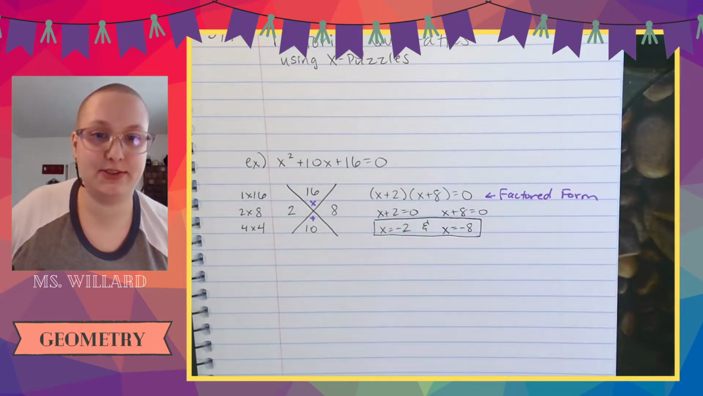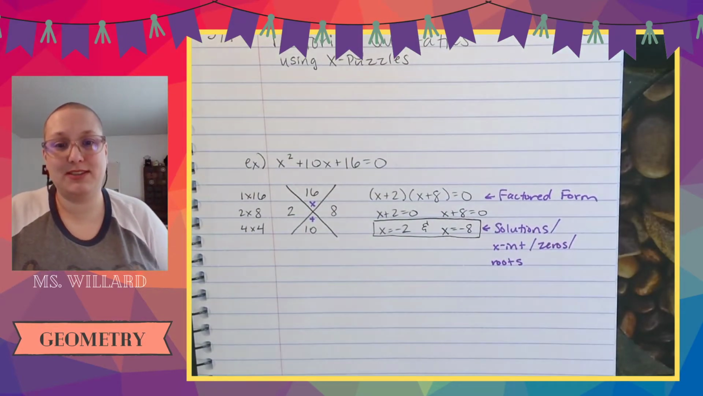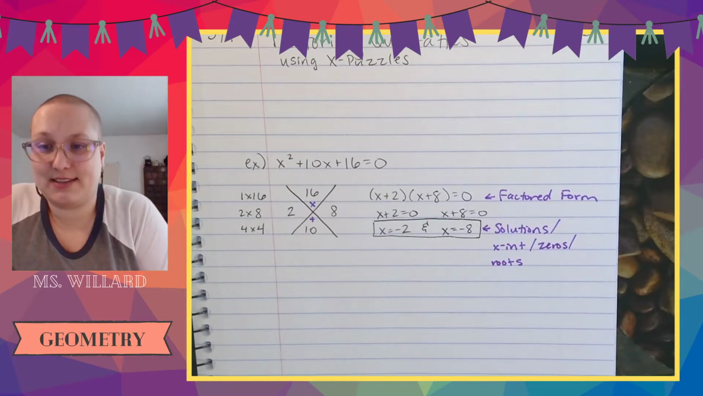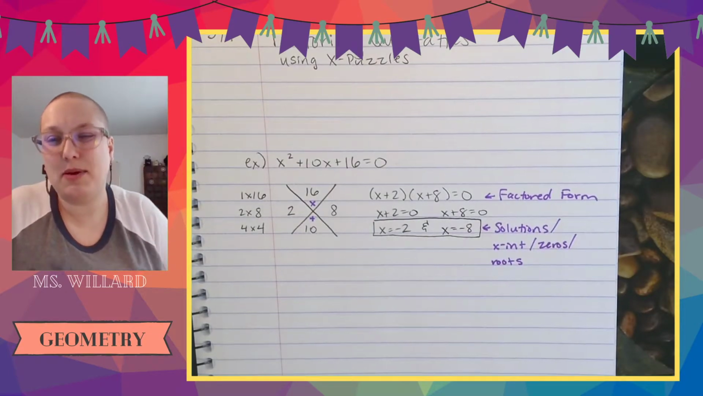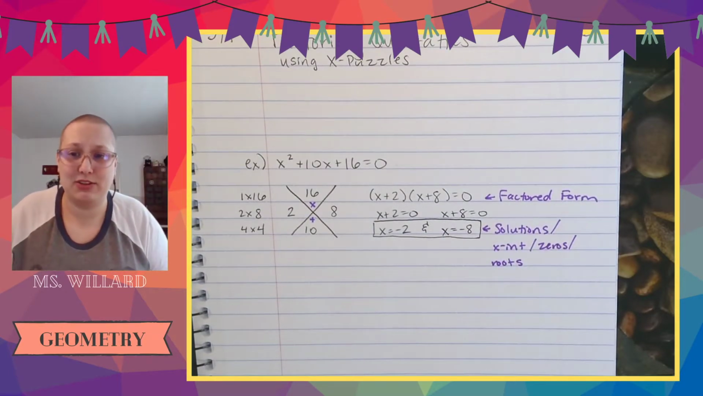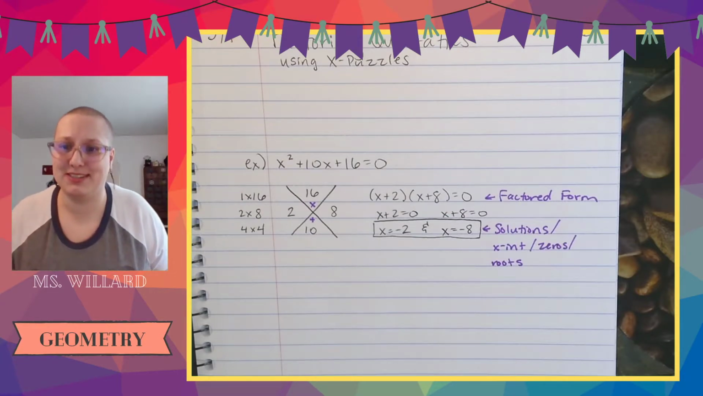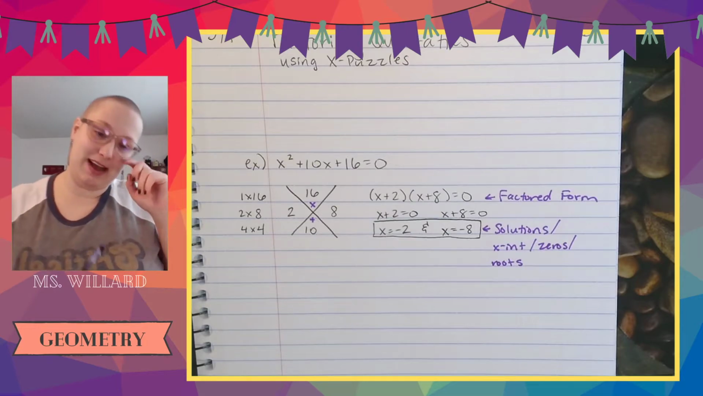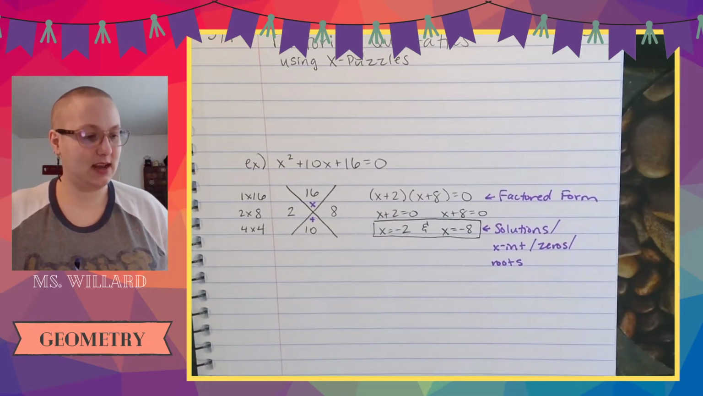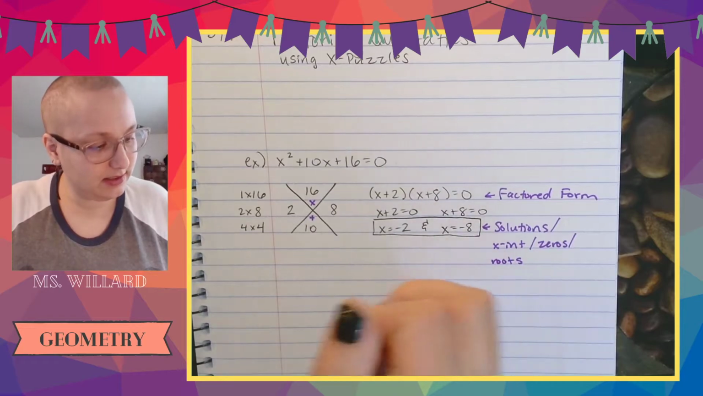And this can be any of these words. If it asks you for the solutions, it's looking for those two numbers. If it asks you for the x-intercepts, it's looking for those two numbers. You might want to put them in a point, but it's the same. If you're looking for zeros, it's going to be those two numbers. Or if you're looking for roots, it's going to be those two numbers. Those are all 4 different ways of asking you the same thing. Let's do another one.